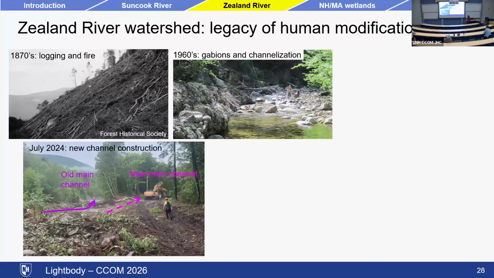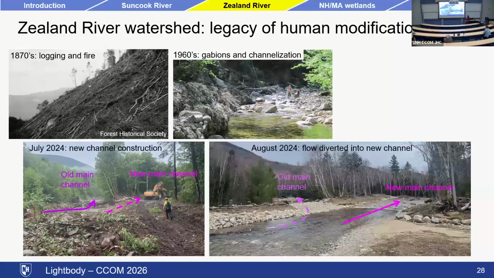And as a result, in 2024, the Forest Service worried about the fact that the river was moving towards a forest road and a water supply pipeline for a local town. They reactivated an old channel. They went in with a lot of heavy equipment, and they cut a new channel out onto the floodplain. And then they rerouted the flow so that it now went onto the floodplain and no longer in the old channel of this river.